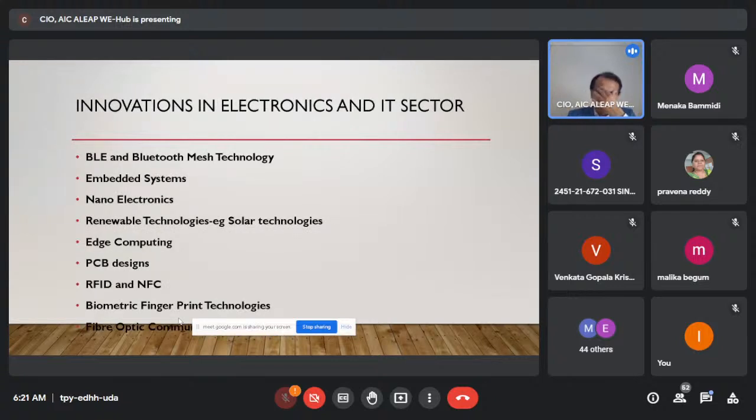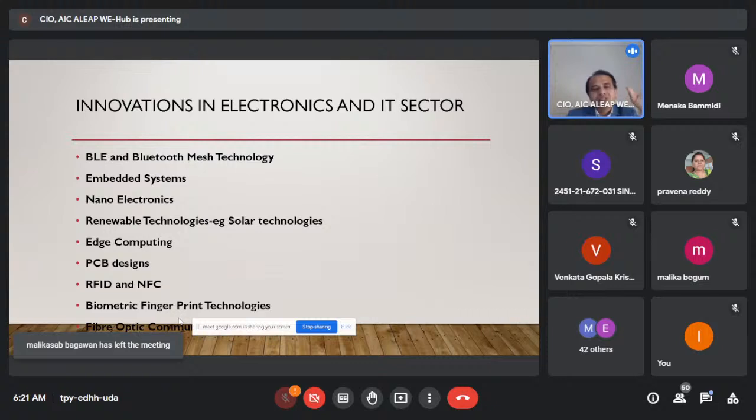So let us see some of the innovation examples in the electronics and IT sector. We have Bluetooth mesh technologies, embedded systems, nanoelectronics, renewable technologies, solar technologies, edge computing, PCB designs, RFID (radio frequency identification), near field communications (NFC), biometric fingerprint technologies, and fiber optic communications. These are the areas which will ensure you of innovations.